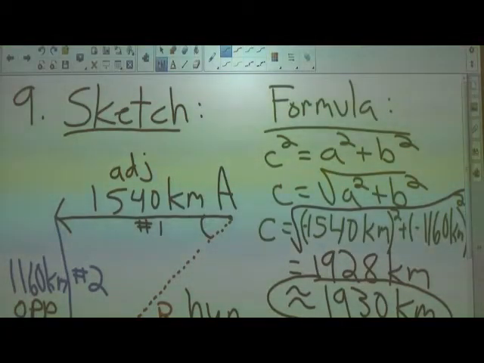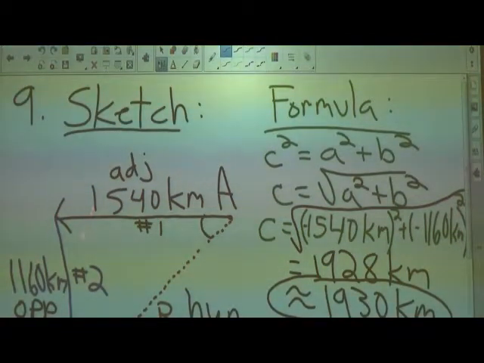Alright, hopefully your sketch looks something like this. So we're going to start at city A, and we're going to go west 1,540 kilometers. Then we're going to go south 1,160 kilometers. So we're going to draw the resultant from where we began at A to where we're ending, which is going to be B down there. So this dotted line represents the displacement from A to B.